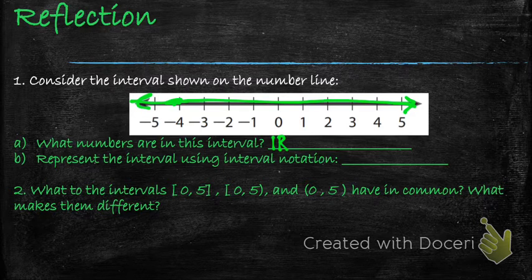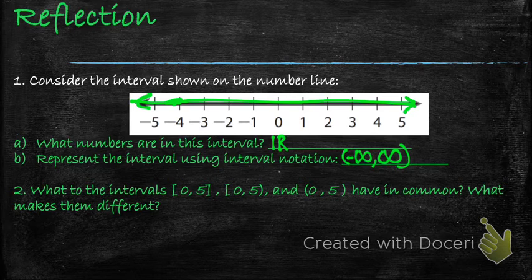I want to represent this using interval notation as well. In interval notation, we would write this. The smallest number in our set would be considered negative infinity, and the largest number would be considered positive infinity. That's saying all the numbers. That's the same thing as saying all real numbers in interval notation.